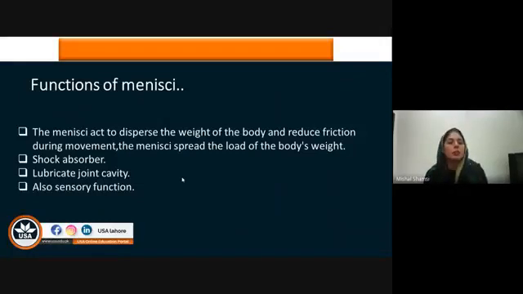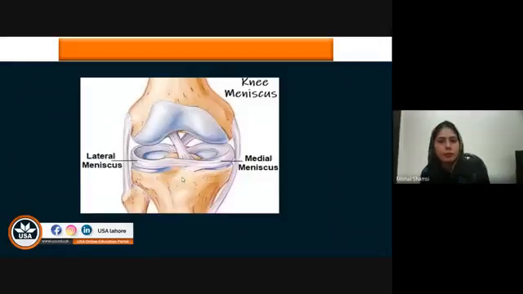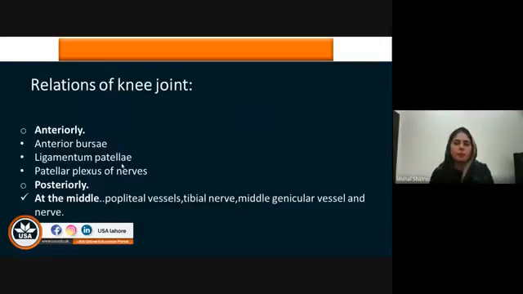So, the nerve supply of the menisci is very important, and due to this nerve supply, they have a sensory function. This is the picture showing the medial and the lateral meniscus. Obviously, this is the tibia. On the tibial side there's a medial meniscus, and on the lateral side there's a lateral meniscus. They're like white fibrous bands, rounded in structure.